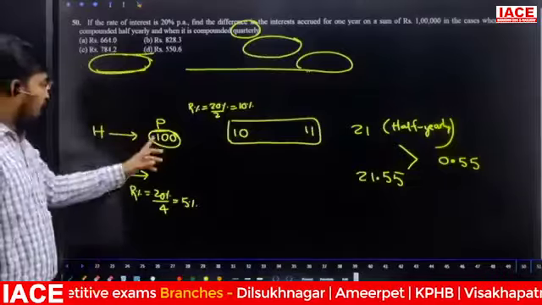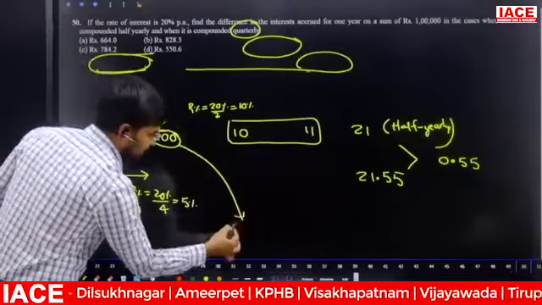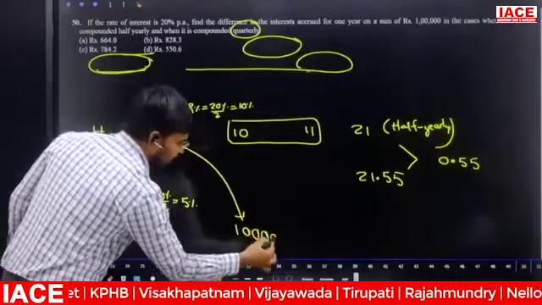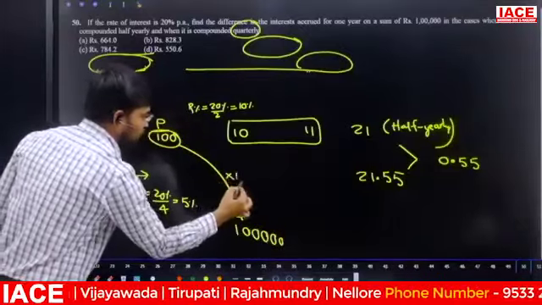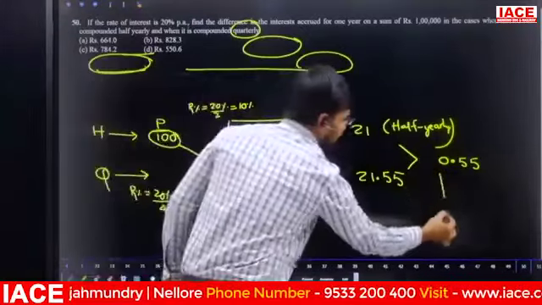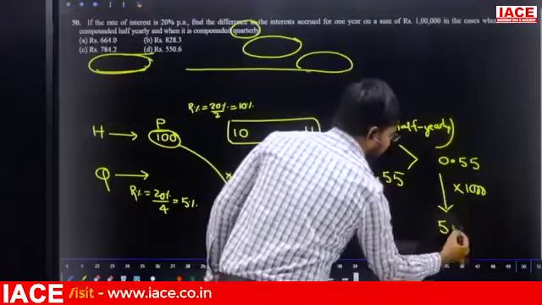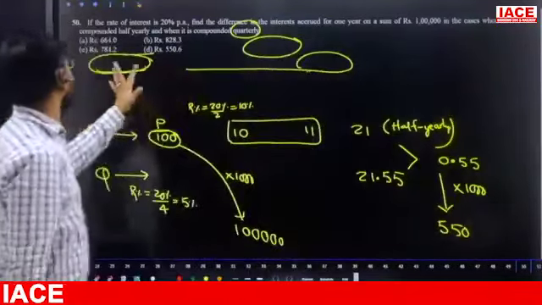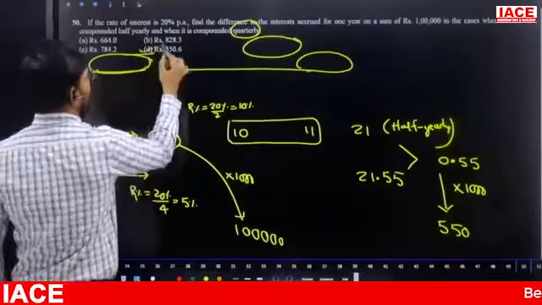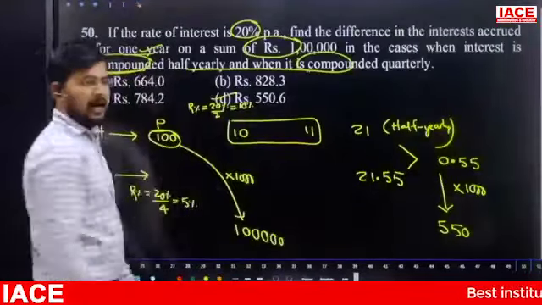But according to our problem this is not 100, this is 1 lakh. 1 lakh means how many times? 1000 times. Therefore 1000 times of 0.55, that is 550. So your answer is 550 point something. Your answer is what amma? Option D. Option D. All of you clear andi?